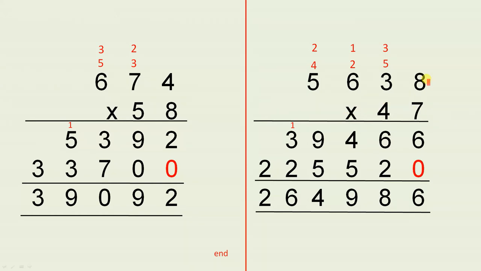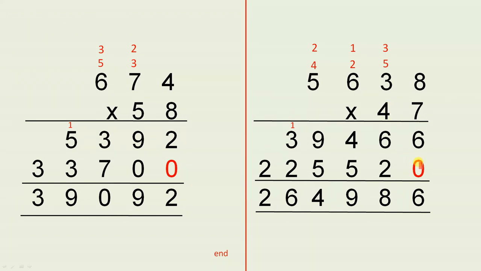7 eighths are 56. There's the 6, and there's the 5. 7 threes are 21, plus 5 is 26. There's the 6, and there's the 2. 7 sixes are 42, plus 2 is 44. There's that 4 and the other 4. And 7 fives are 35, plus 4 is 39. So there's our 39.